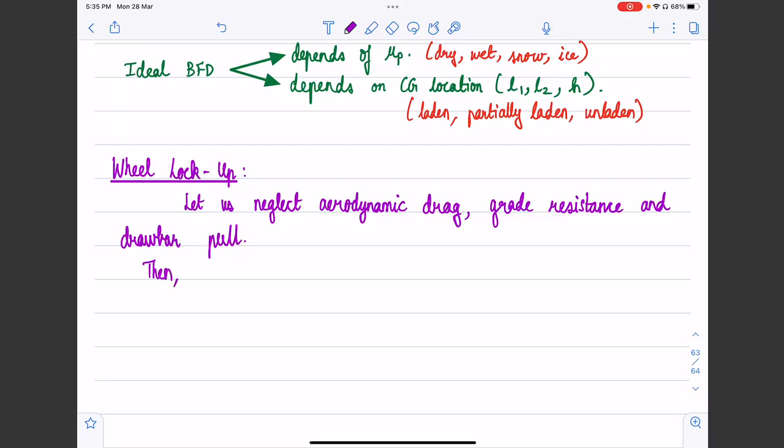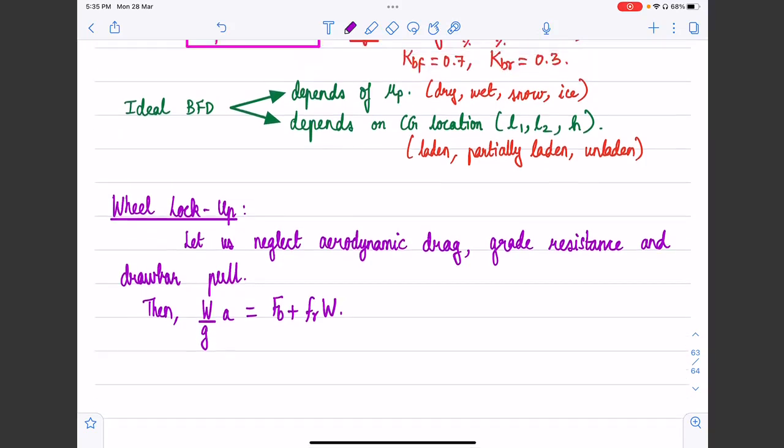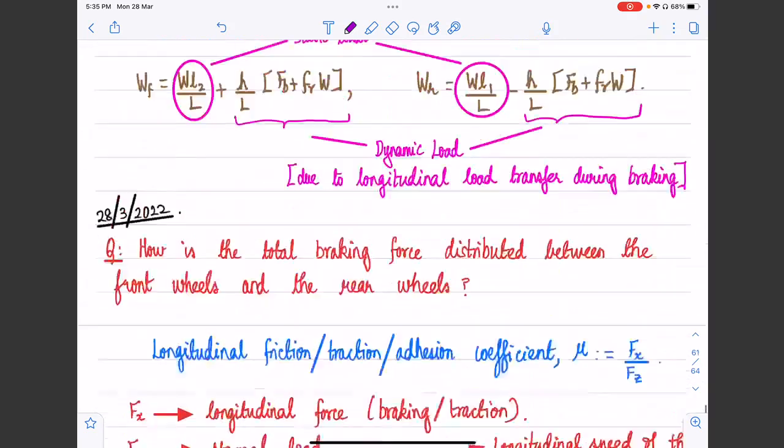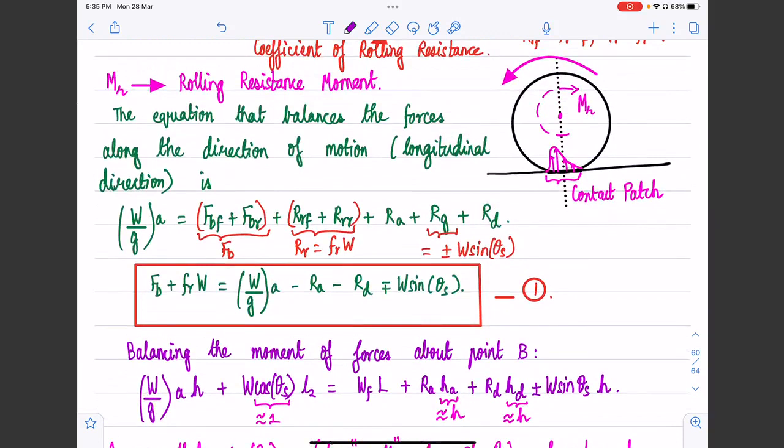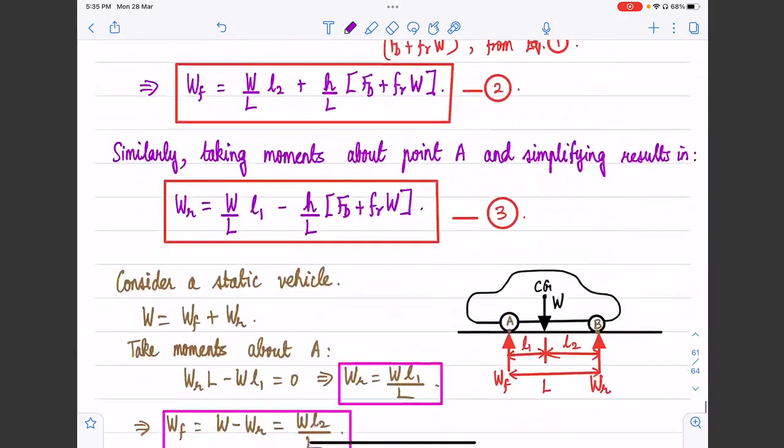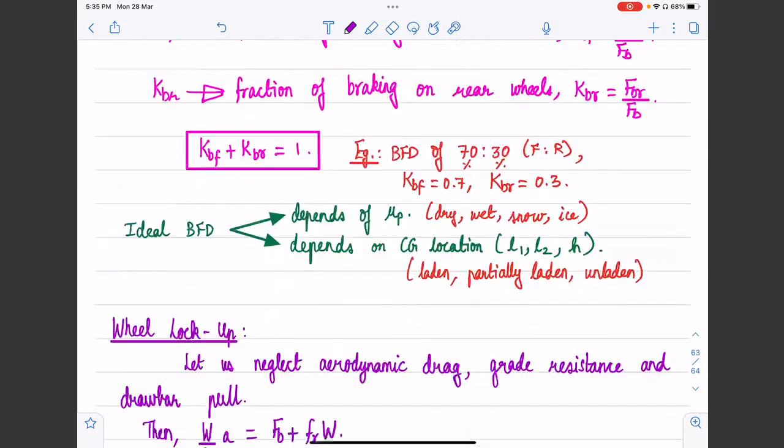Then the governing equation of motion will just become ma equals the net force, which will be equal to nothing but Fb plus Frw. So this is the governing equation. What happened to the other forces? The aerodynamic drag, the grade resistance, and drawbar pull are all neglected. If we go back to the free body diagram and the equation that we wrote down in the previous class, we recall this equation, right? So Ra, Rd, W sin theta, everything is neglected in equation 1. That is why we get W by g times a to be equal to Fb plus Frw. So that is the equation.